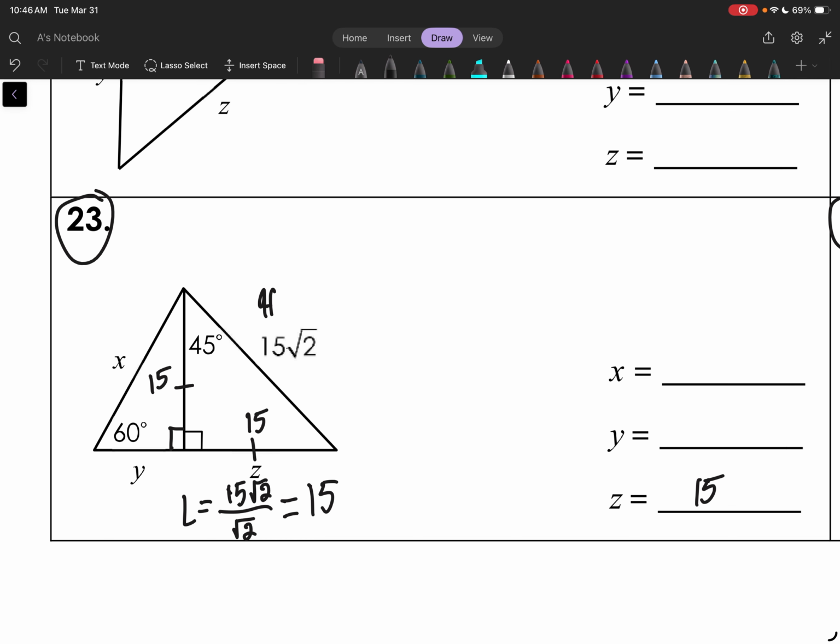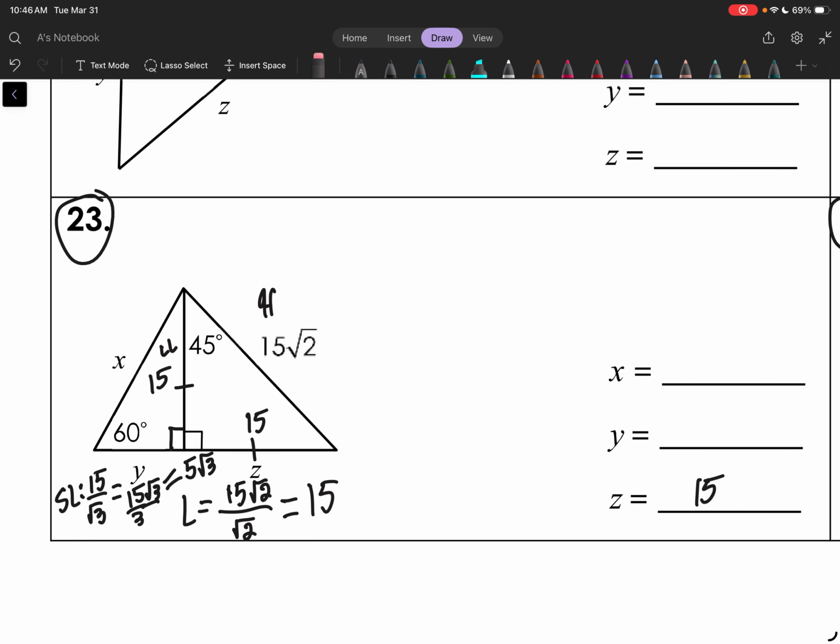For the left triangle, the long leg is 15. To get my short leg from my long leg, I'm going to divide by the square root of 3. So this is 15 divided by the square root of 3. 15 over 3, square root 3 on top. 15 divided by 3 is 5, square root 3. 5 square root 3 is my y value.